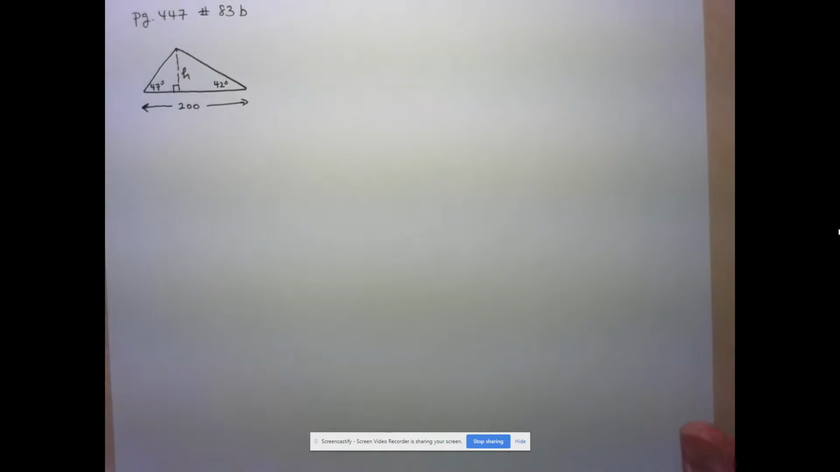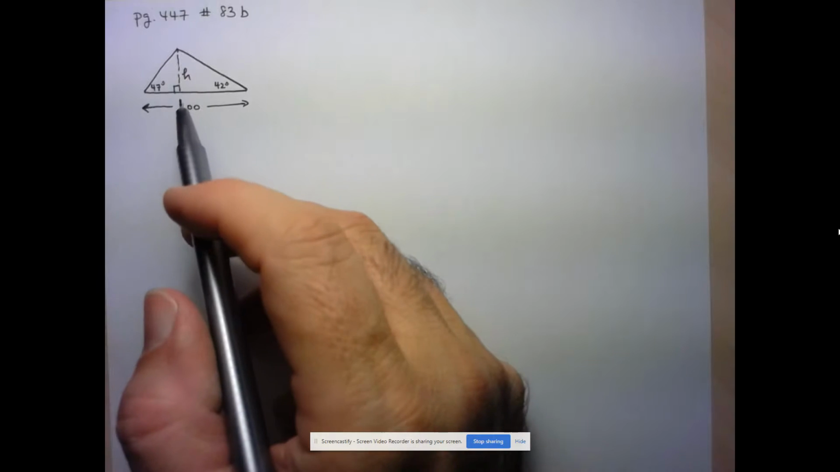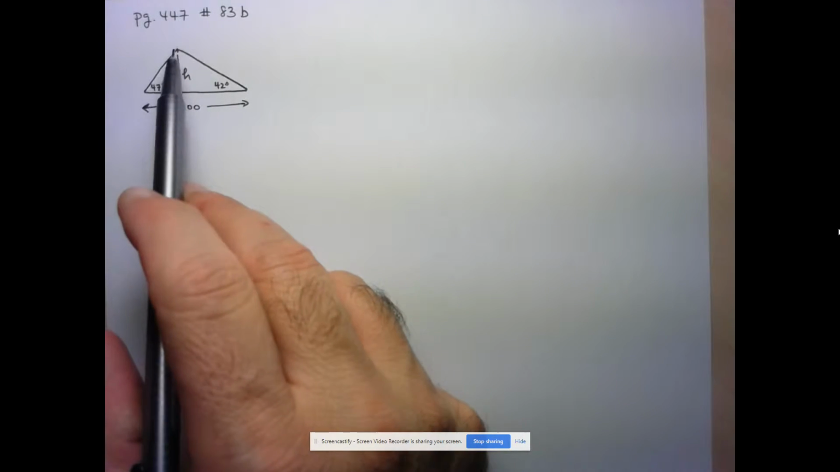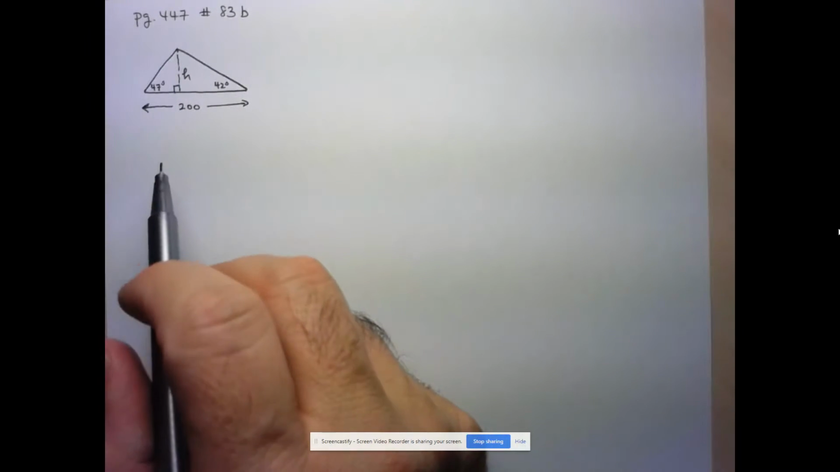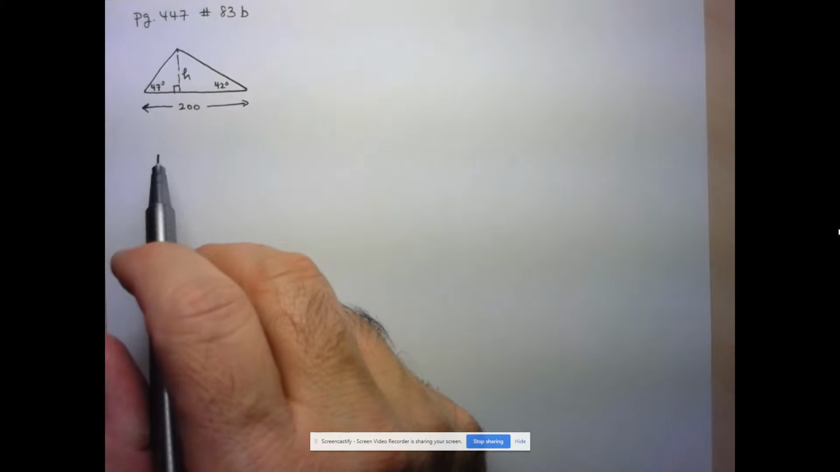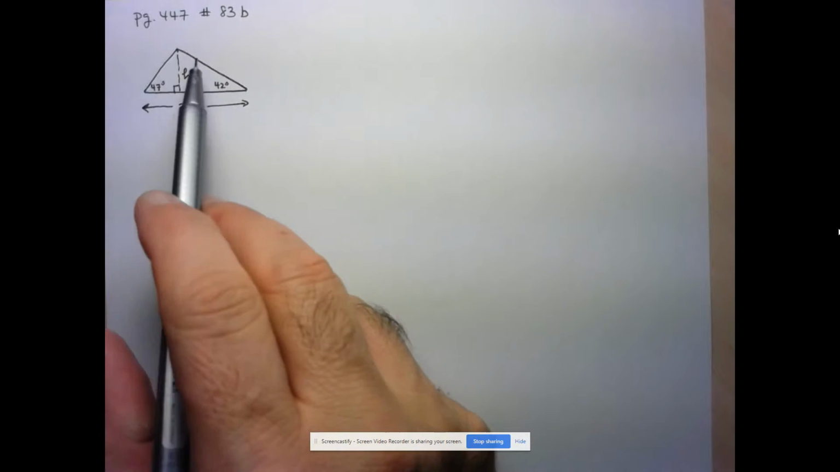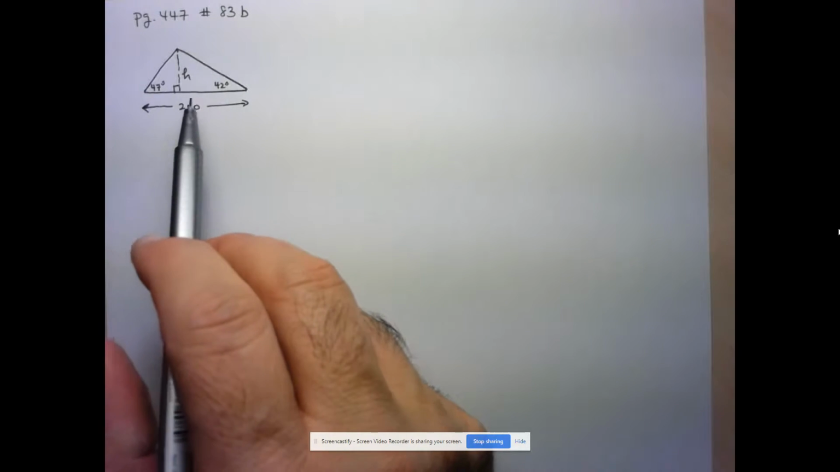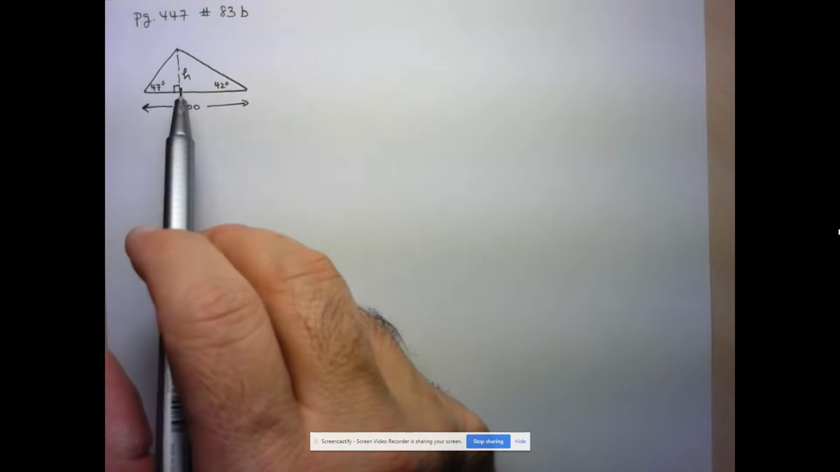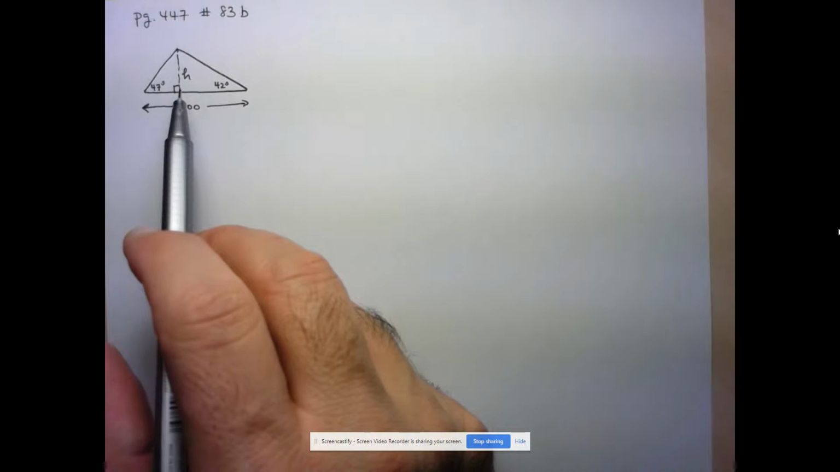Hi folks, we're going to take a look at 83B from page 447. So they give us this triangle here and they want us to find this length h, essentially the height of the triangle. Now there's a way to solve this by just working with right angle triangles, but it would involve having to solve a system of equations, so it'd be more steps, much longer.